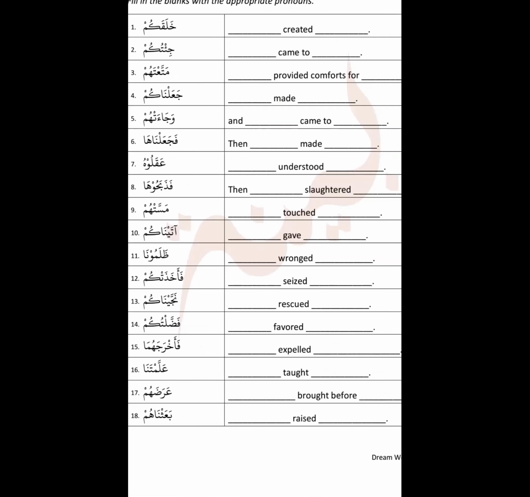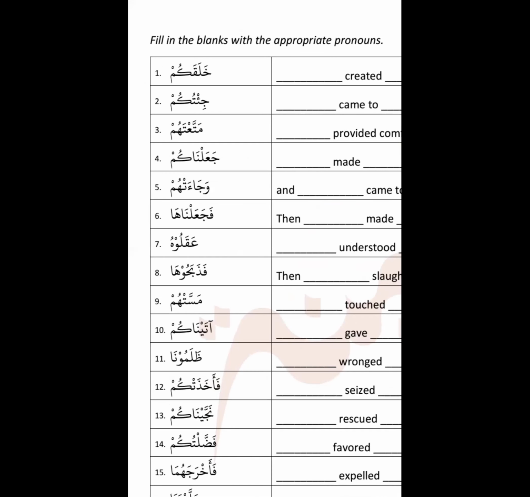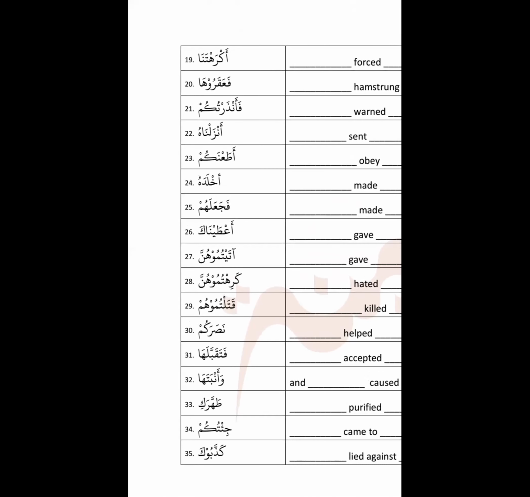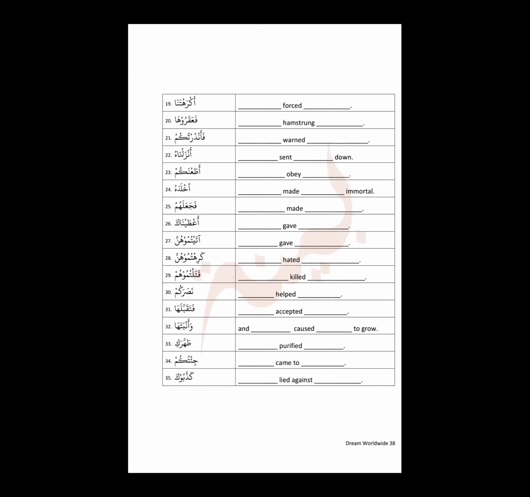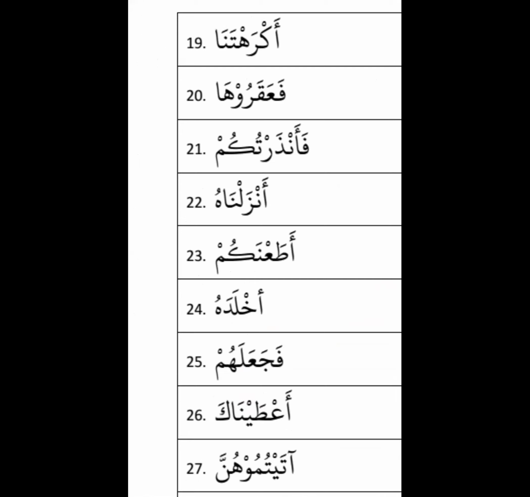Okay. Over here. Let's see. Number 24, akhladahu. Akhlada is huwa. Mm-hmm. Who is also huwa? Yes, both are huwa, the inside doer as well as the detail. Please do 23. Ata'anakum, okay. Yes.